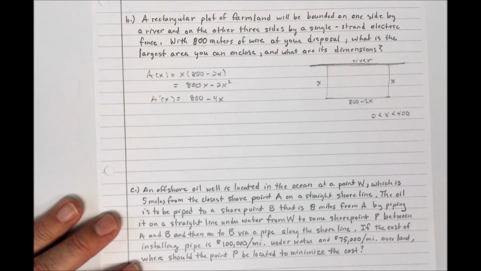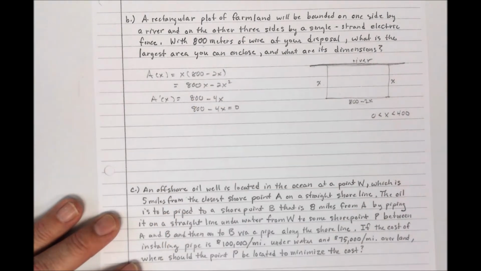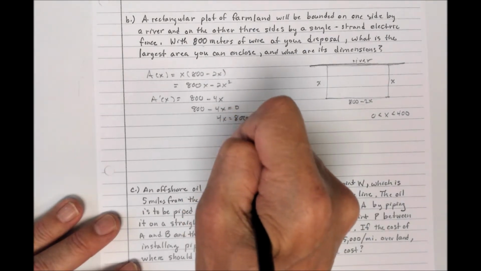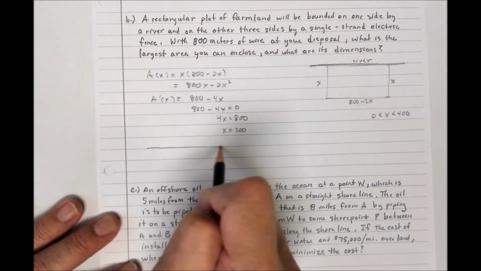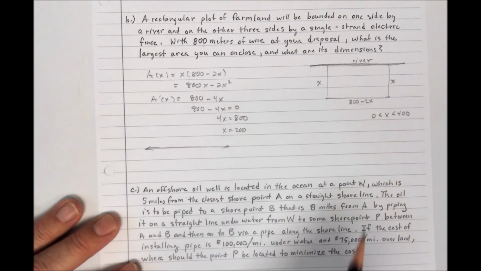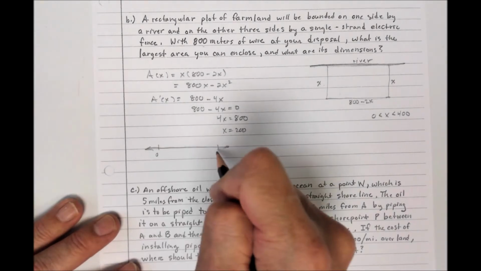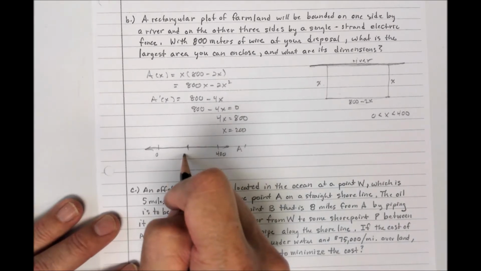Now I'm going to set 800 minus 4X equal to 0, much simpler problem than the last one, because I can see this is going to solve nicely. I'm going to get 4X equals 800. I'm going to get X equals 200. So I'm going to draw out my number line here. I'm not going to jump right away to the conclusion that 200 has to be my answer. I'm going to double check here. This is 0. This is 400. This is A prime. 200 would be right in the middle.